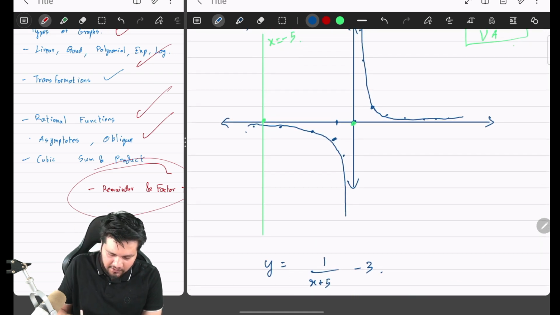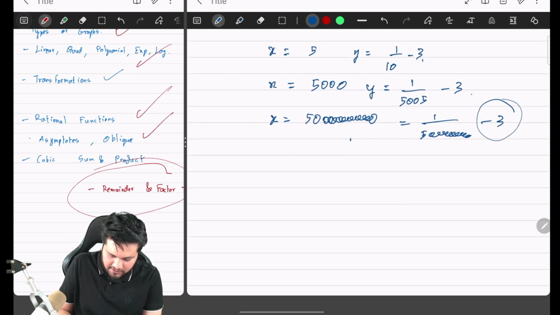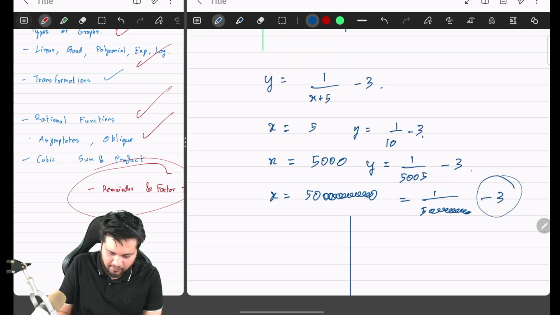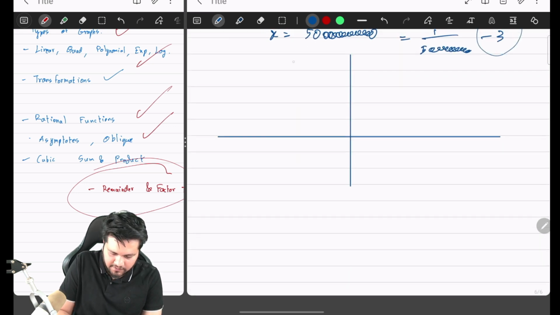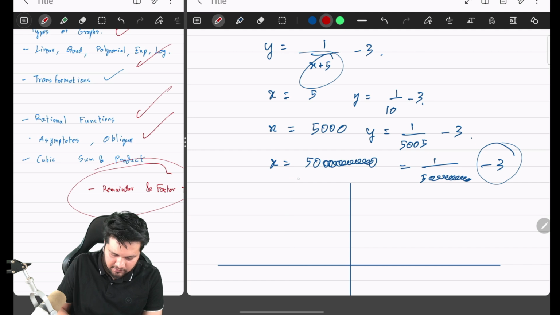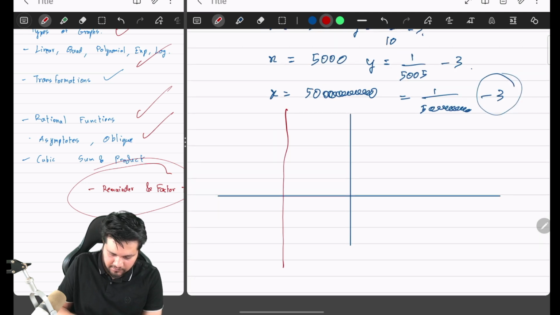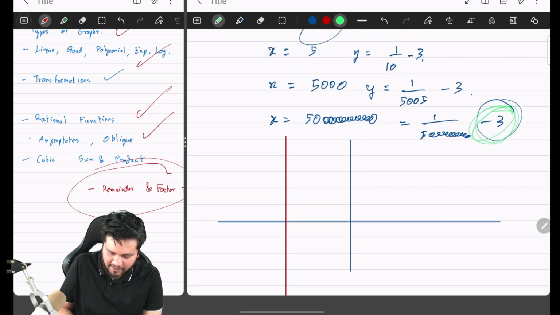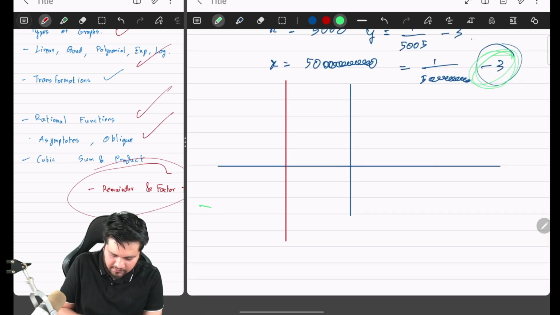So that's why for this graph, I'm going to first draw the vertical asymptote, which was at minus 5. So it is somewhere here. And then I'm going to go for, once again, I'll just make this with red, where the output is infinity. And if I go for the horizontal asymptote, which is going to be minus 3, it will be somewhere here.